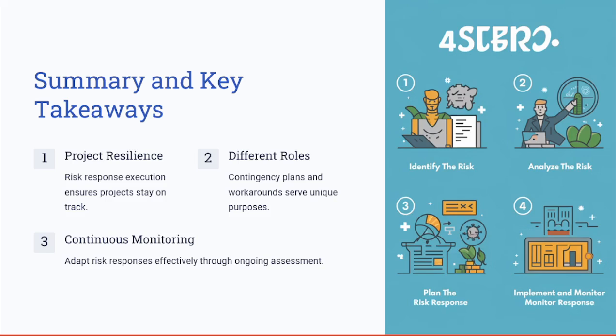To summarize our session on implementing risk responses, it's an ongoing and dynamic process. By implementing, tracking, and adapting risk responses, project managers ensure risks do not derail the project objectives. We talked about risk response execution, including for threats and opportunities, to ensure project resilience. We have seen how contingency plans and workarounds serve different roles. We also talked about the importance of continuous monitoring to help adapt the risk responses effectively.